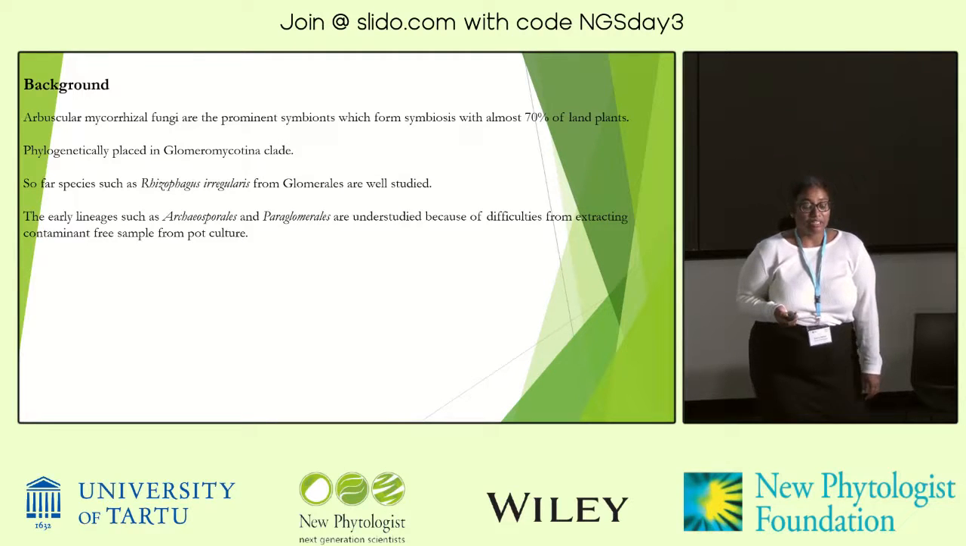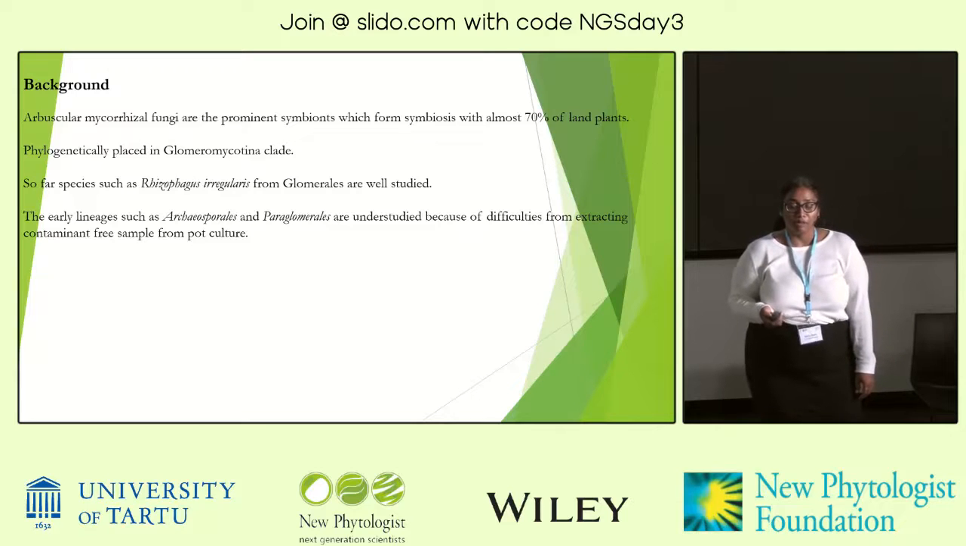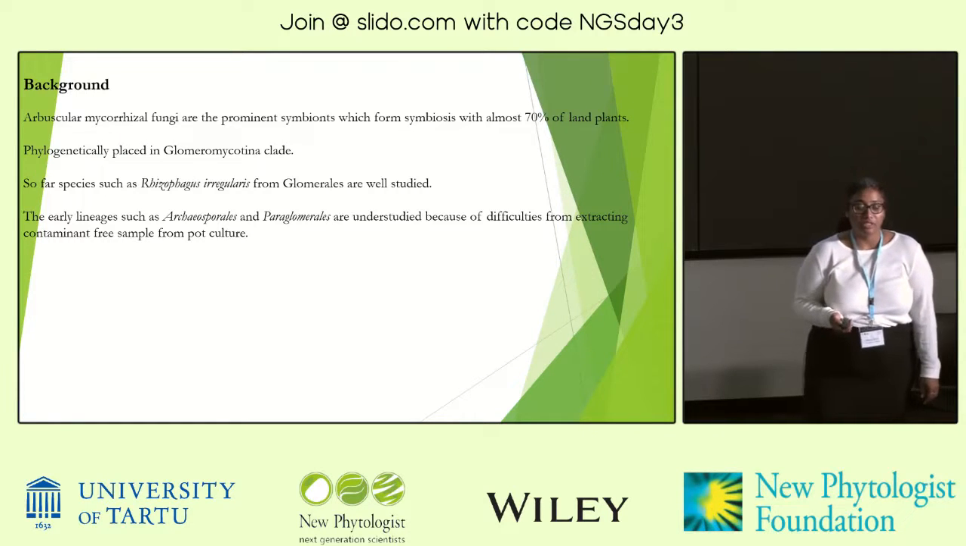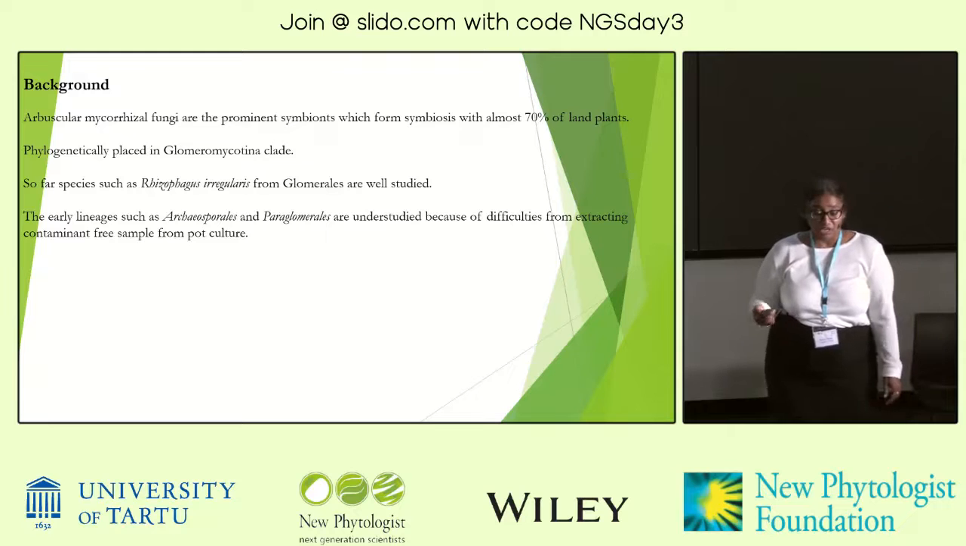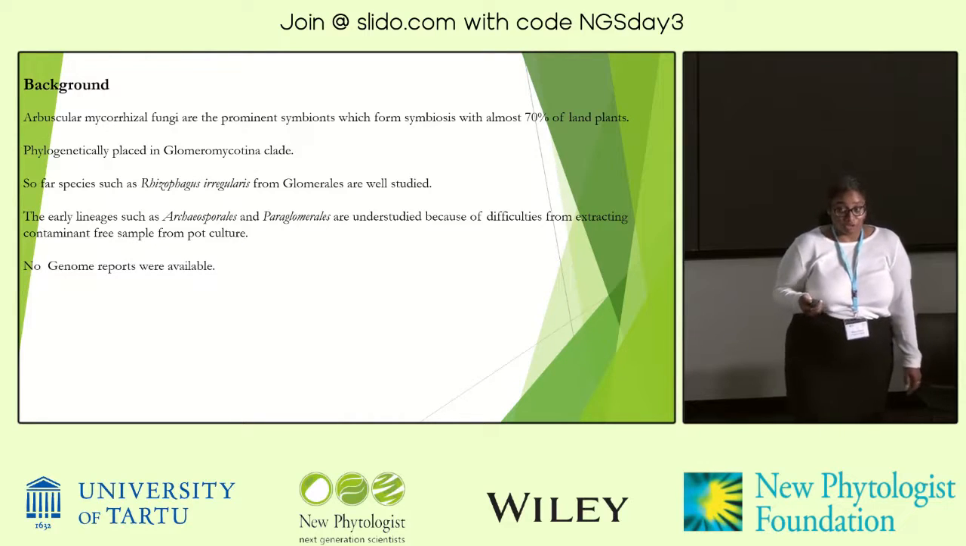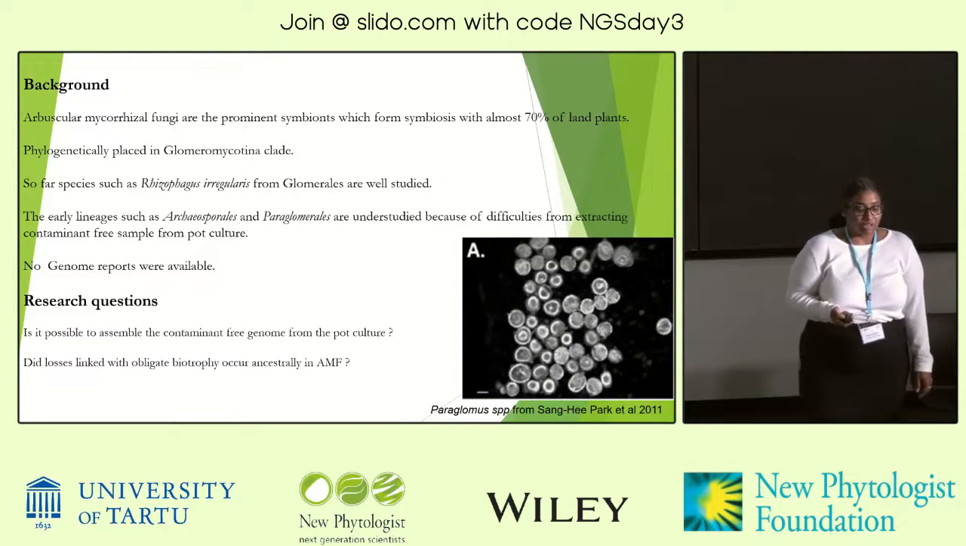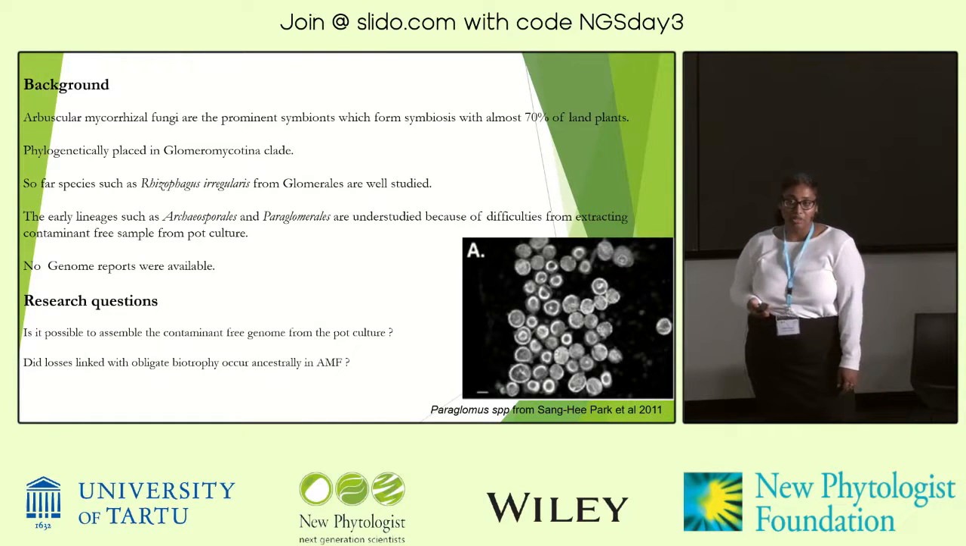The early lineages such as Archaeosporales and the Paraglomus are understudied because there are difficulties in extracting the DNA, because it exists in the natural environment and the cultures are present in pot culture. So it is difficult to extract the sample, and there were no genome reports available. I published after that. So these are the questions I try to address in my papers.